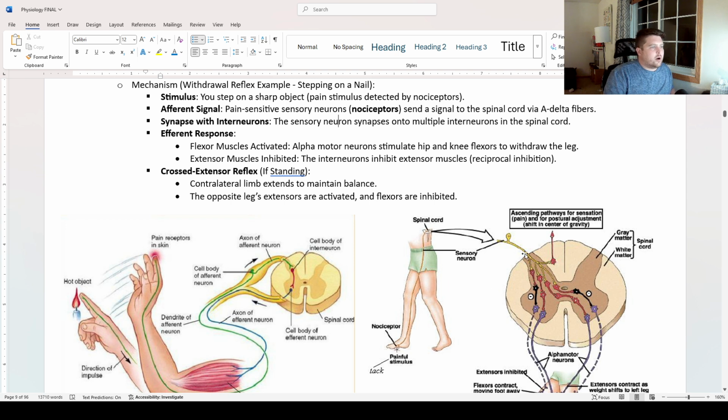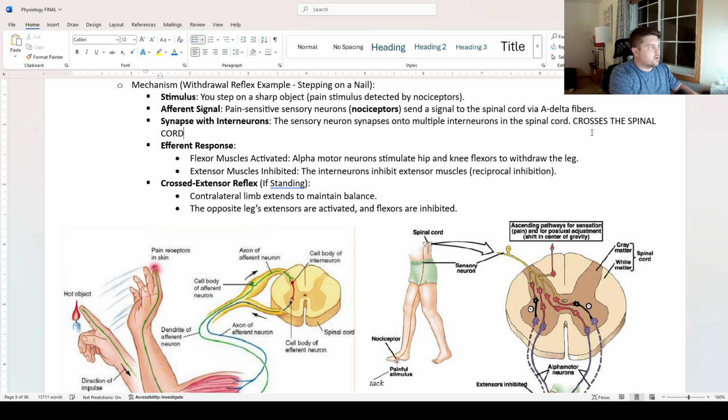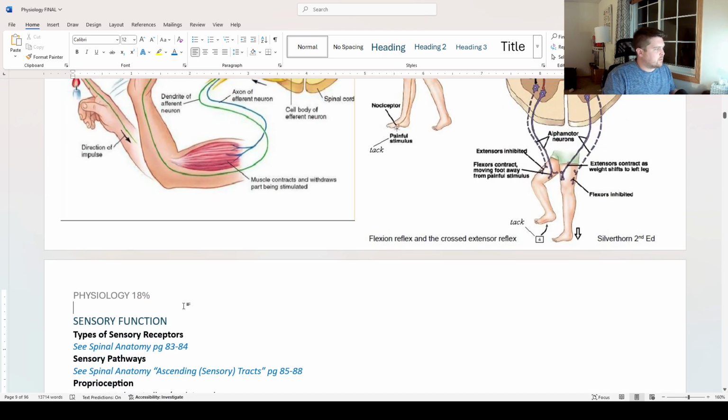That sensory part enters through the dorsal root, and then it branches out and it connects to two sides of the muscle, and it also crosses the spinal cord. And that's typically one of the questions that they like to ask. Crossing the spinal cord is one of the things that can pop up when they're talking about polysynaptic reflexes.